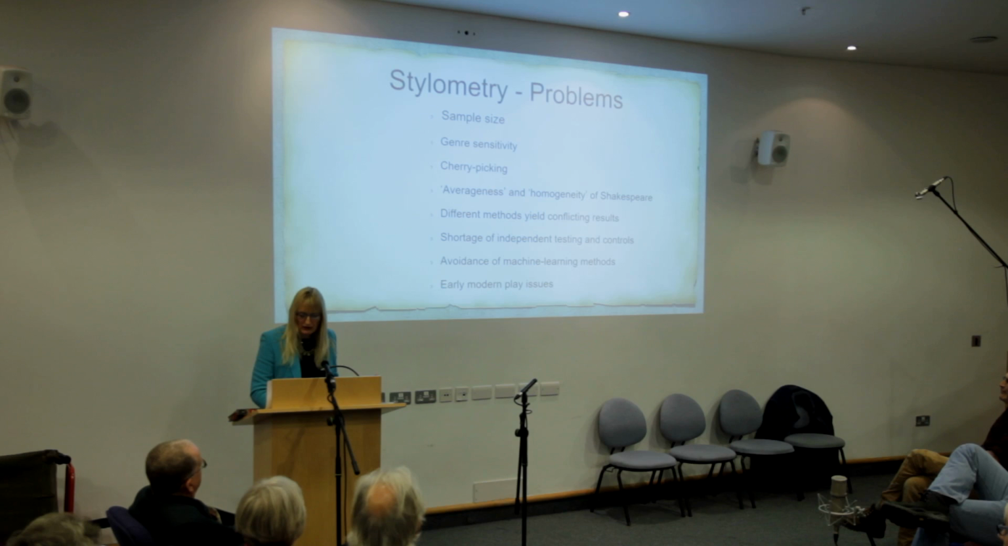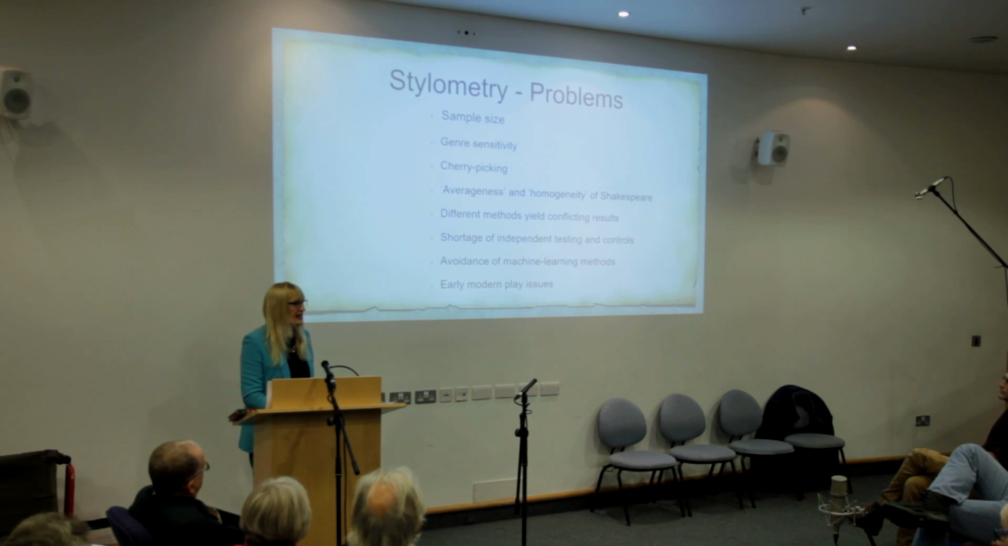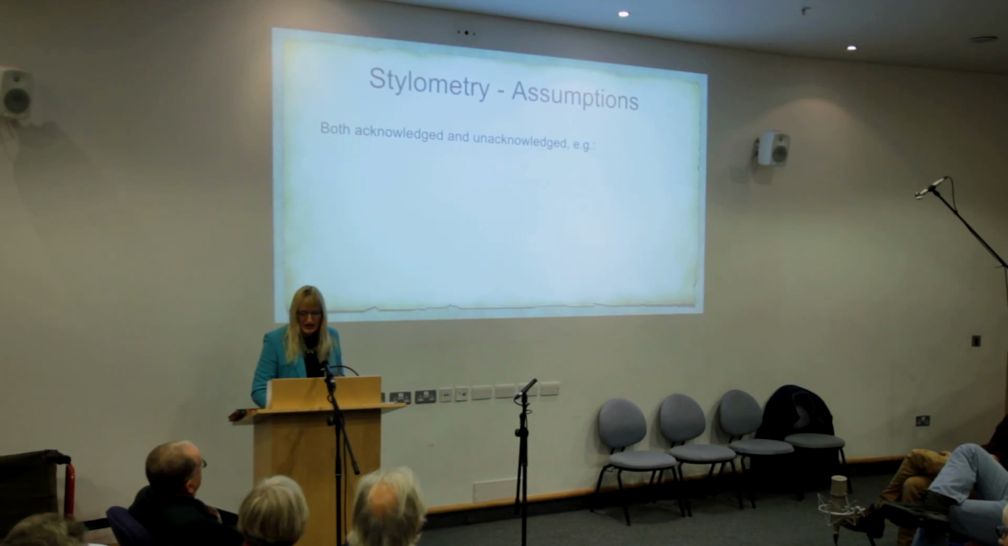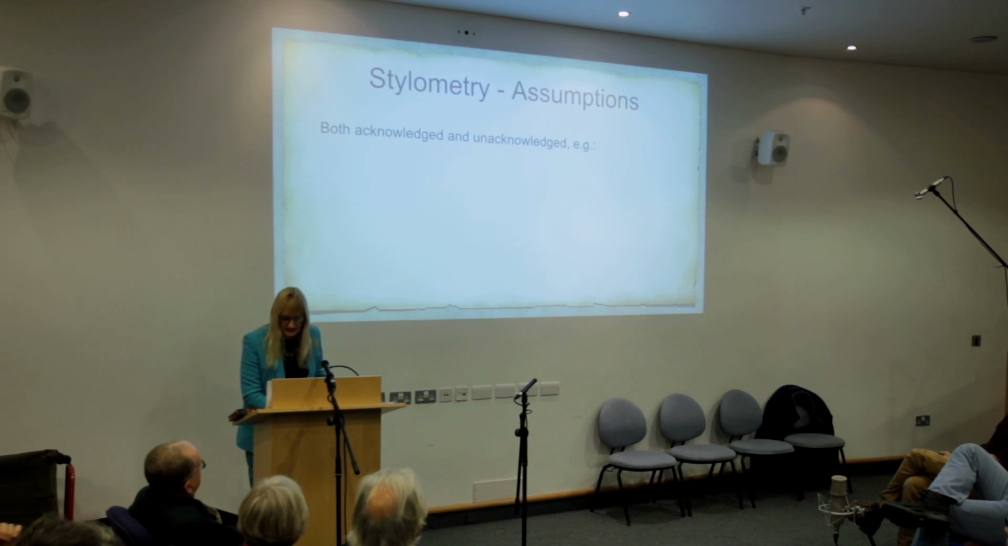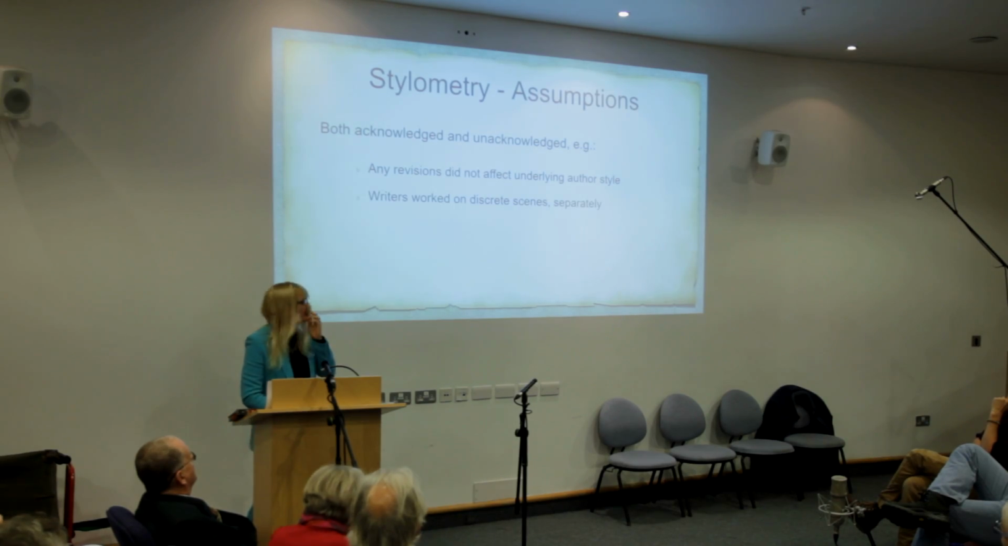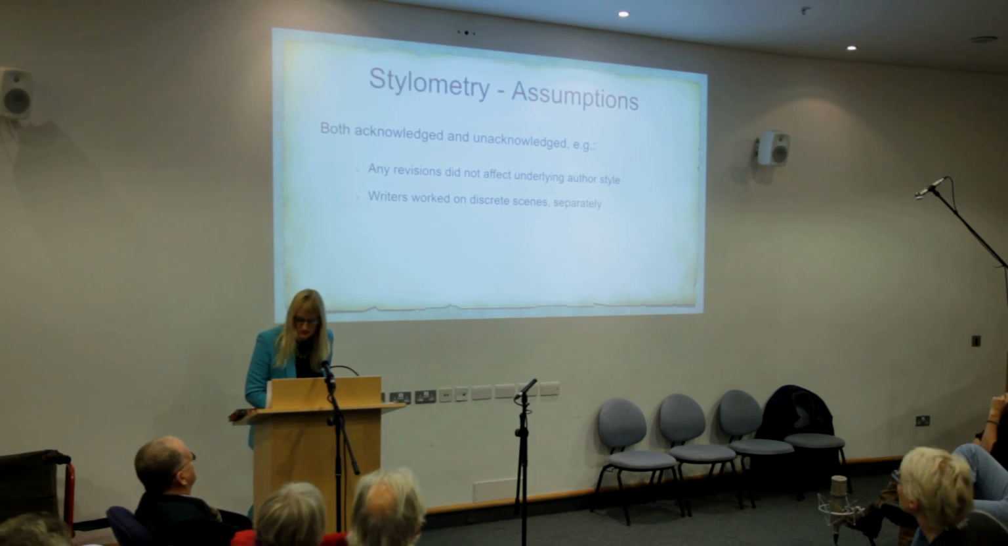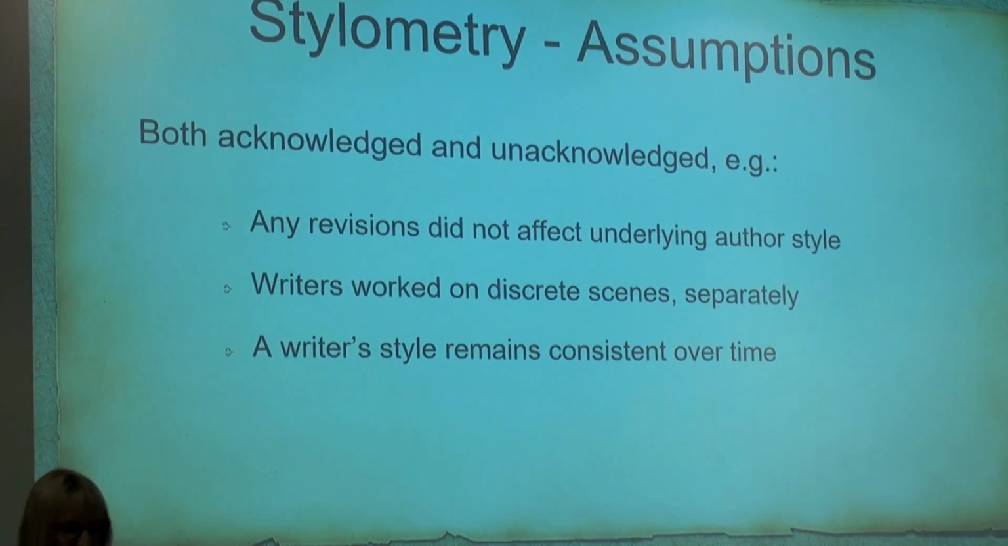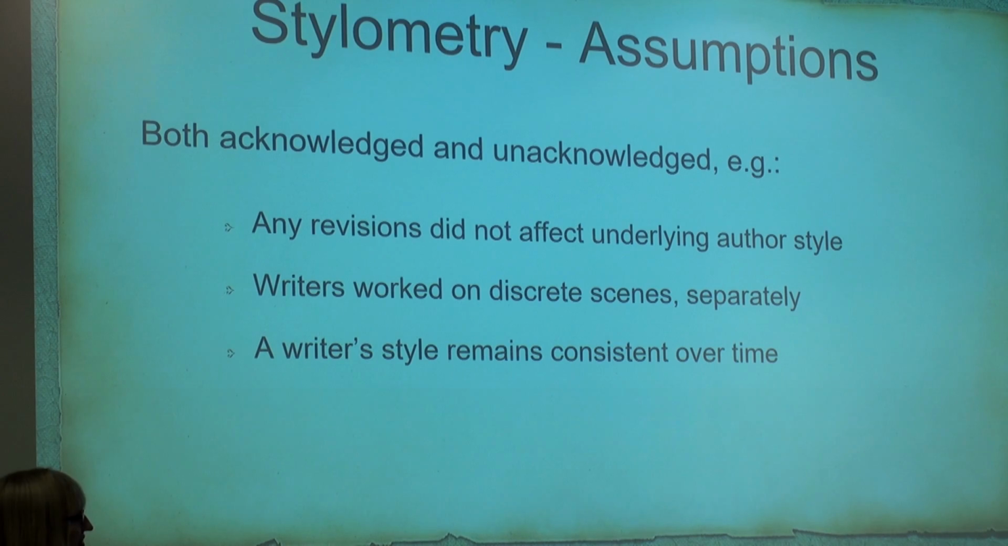There's uncertainty about authorship, how single-authored are the core texts, really, especially as they continue to be broken up and disintegrated. And then we have all the assumptions, both acknowledged and unacknowledged. In the New Oxford Shakespeare, for example, Craig and Burroughs list a few of their assumptions: that any revisions made did not affect the underlying author's style, for example, that writers worked on discrete scenes and separately. There are also unconscious, unacknowledged assumptions. The writer's style remains consistent over time. As a writer, I will tell you, not so.